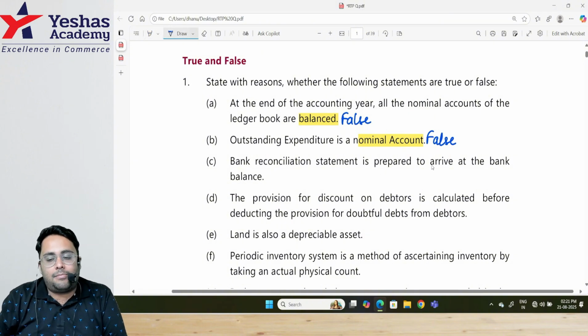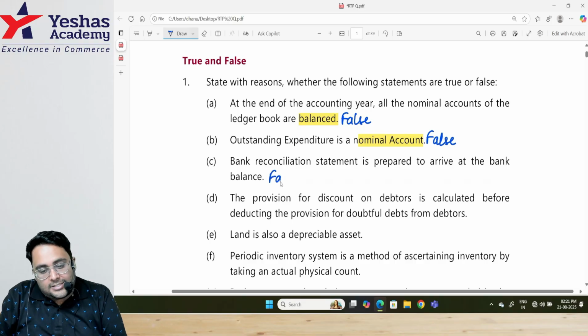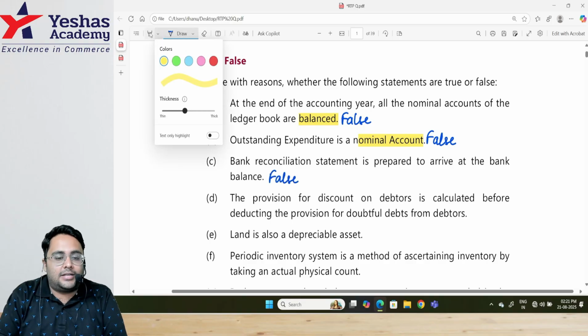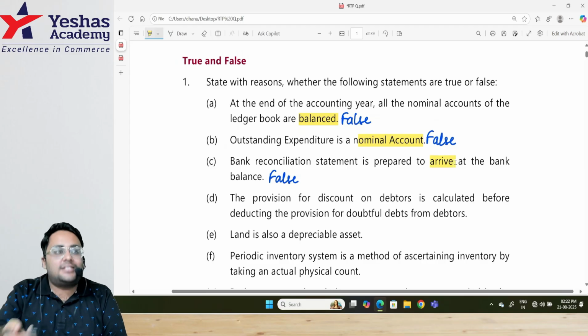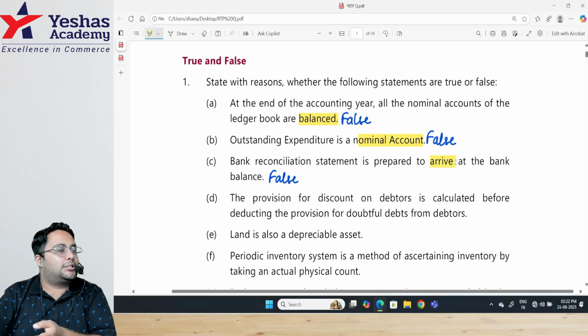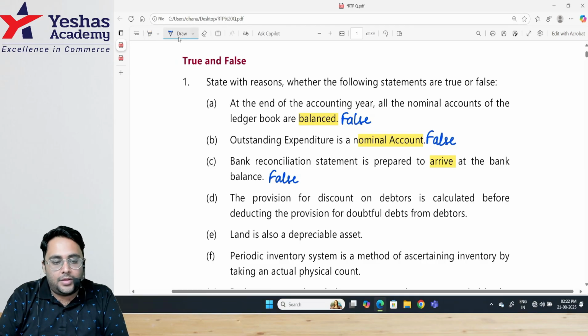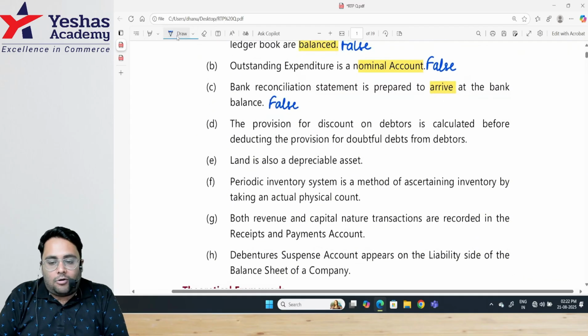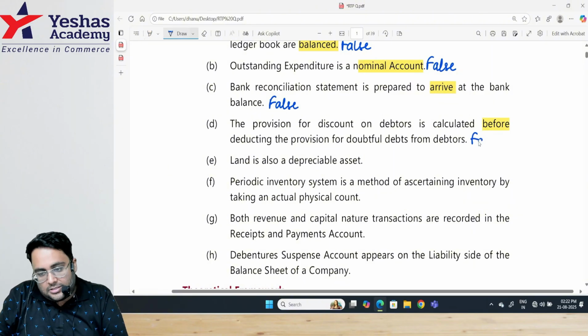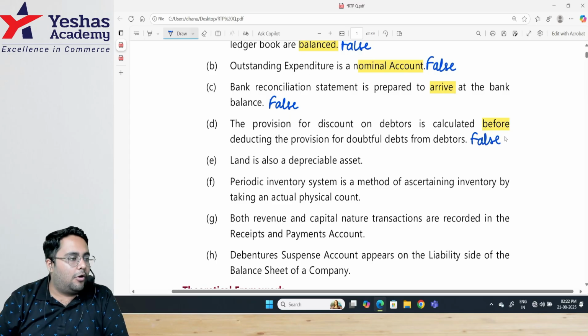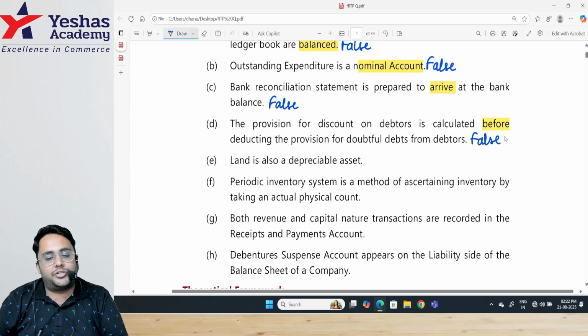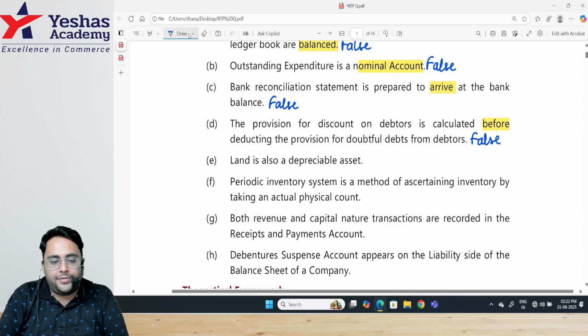Bank reconciliation statement is prepared to arrive at bank balance. False. It does not arrive at the bank balance. It is prepared to reconcile the bank balance as per cash book and as per passbook. Provision for discount on debtors is calculated before deducting the provision for doubtful debts from debtors. False. You first provide doubtful debts and then you create provision for discount on debtors.